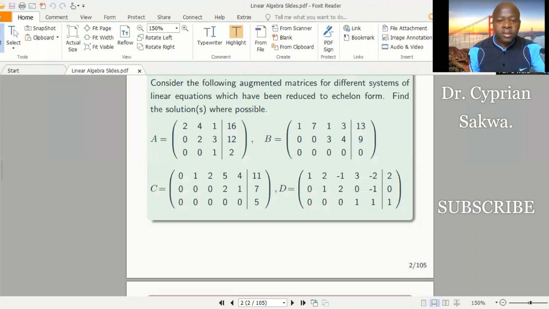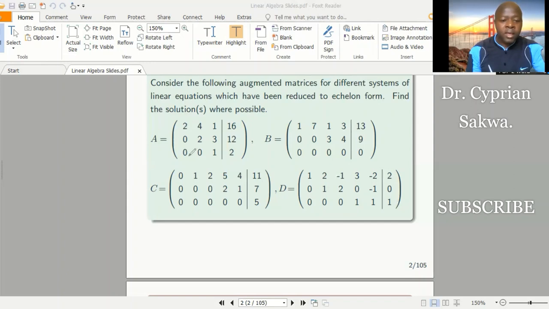So the first example is this, and we are given these augmented matrices. These were extracted from some systems and then reduced to echelon form. So I had systems of linear equations, and then I extracted augmented matrices and reduced them to echelon form. So for the first system, this is the echelon form of the augmented matrix extracted. And this is for the second system. This is for the third system. And this is for the fourth system. So each of those systems, I reduced their augmented matrices to echelon form.